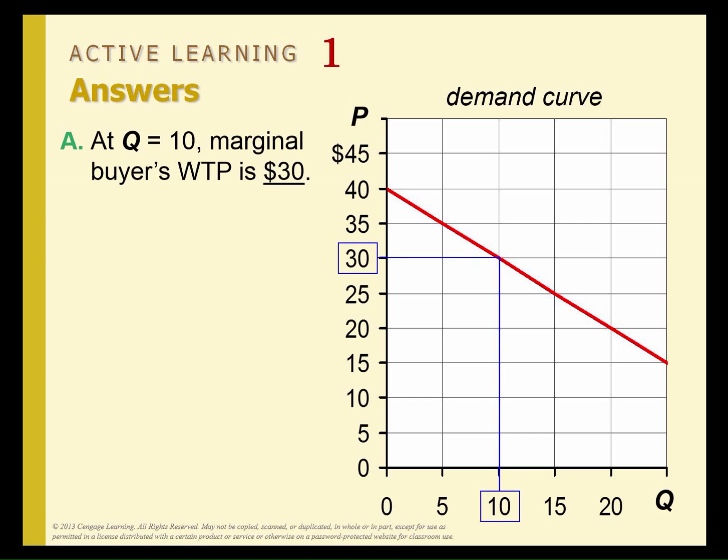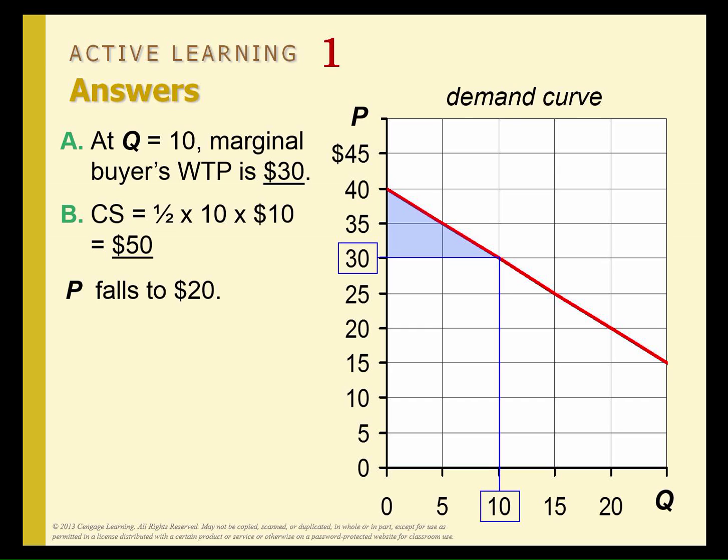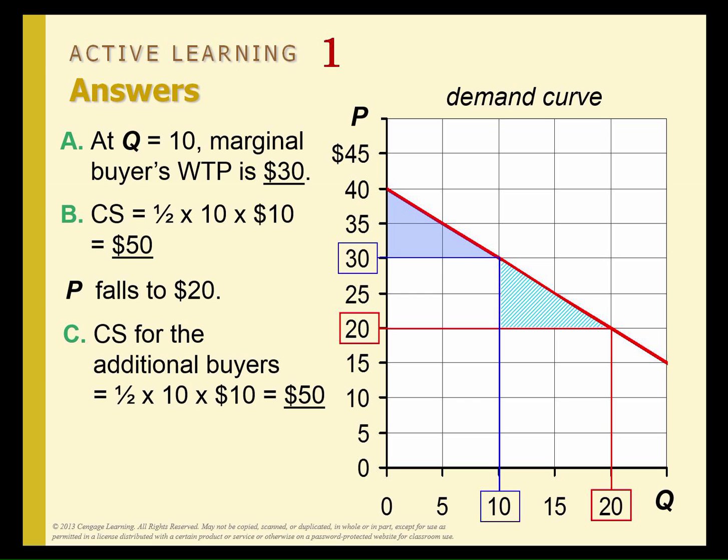All right, so guy number 10, number 10,000, you just go right up to the demand curve and you see he's willing to pay $30. Okay, so the consumer surplus of everybody at $30, the area of this triangle, is $50. Okay, suppose the price falls to 20. Well, look, we have additional consumer surplus. So these guys right here are the consumer surplus from new buyers.